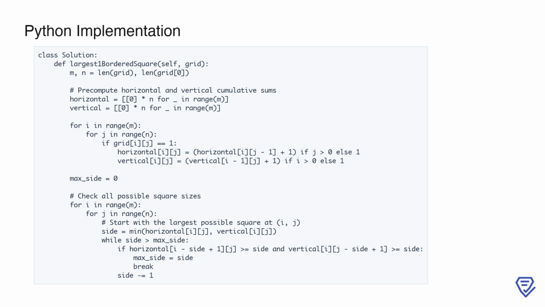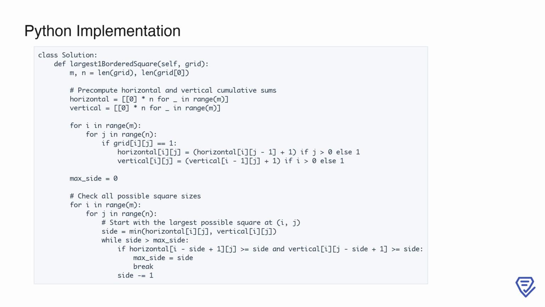Now, using nested loops, we iterate through every cell in the grid. If the current cell contains a 1, we update the horizontal and vertical arrays. For horizontal[i][j], it adds 1 to the value from the previous column if there's a 1 there, or sets it to 1 if it's the first column. Similarly, vertical[i][j] checks the value from the previous row and updates accordingly. This pre-processing ensures we can quickly calculate the boundaries of any potential square. Then, we initialize max_side to 0, which will keep track of the largest square side length found so far.